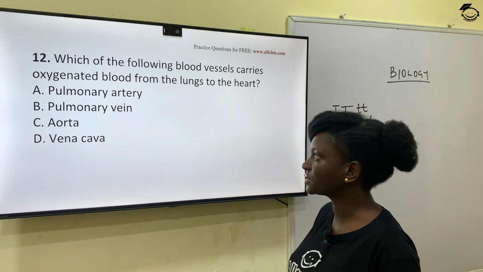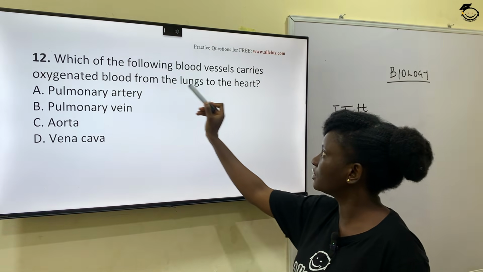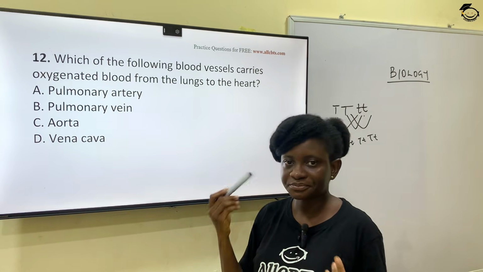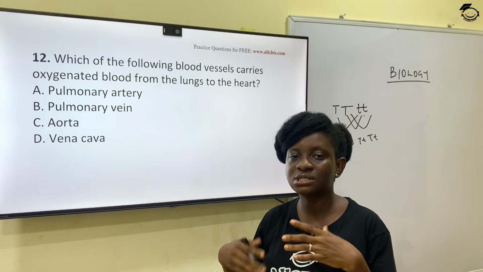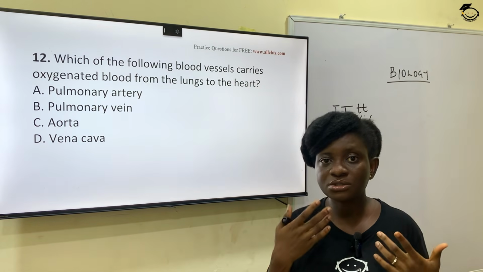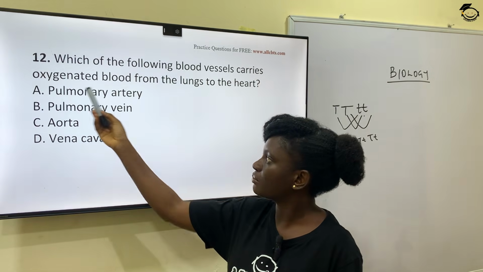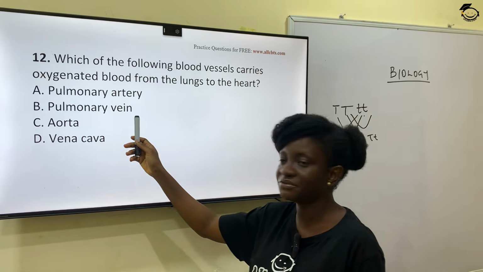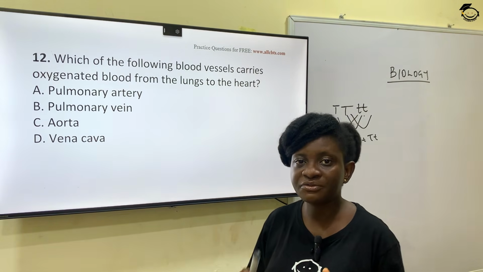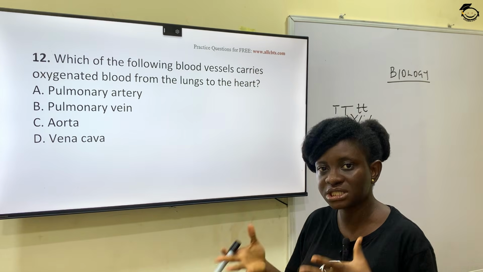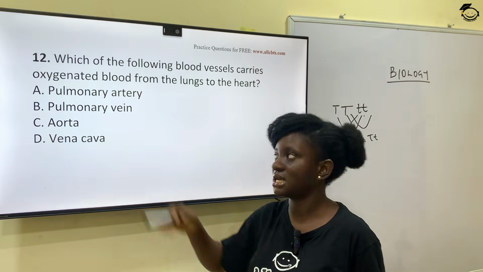Question 12. Which of the following blood vessels carries oxygenated blood from the lungs to the heart? The blood vessel responsible for carrying oxygenated blood from the lungs to the heart is mainly the vein. So we have A, pulmonary artery, B, pulmonary vein, C, aorta, D, vena cava. The pulmonary vein is responsible for carrying oxygenated blood from the lungs to the heart. Option B is the correct answer.